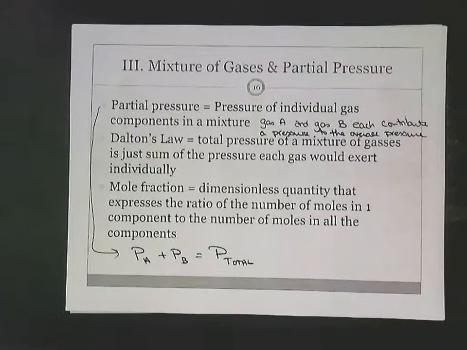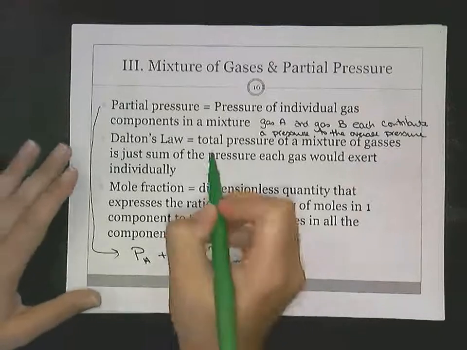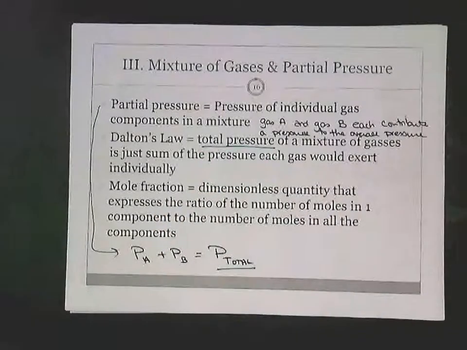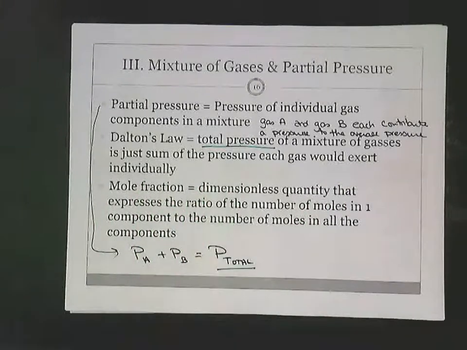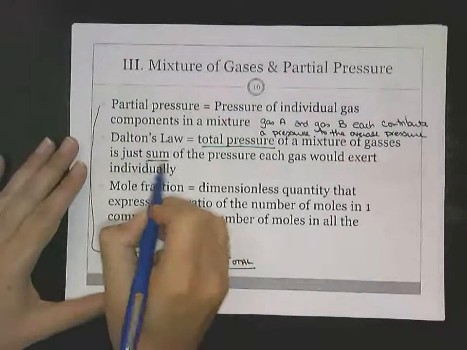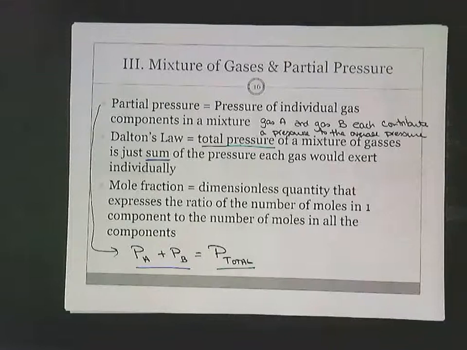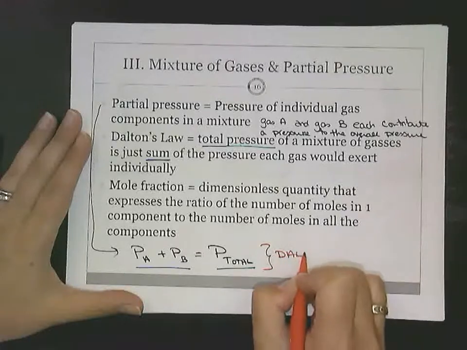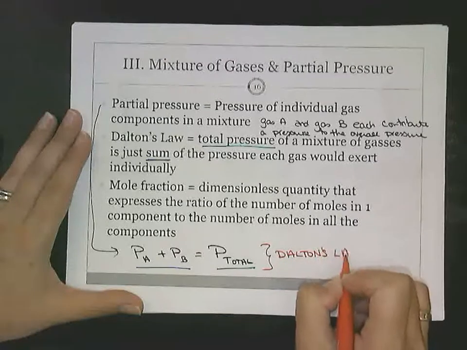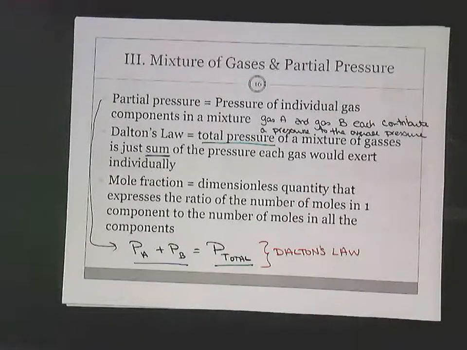Which is Dalton's law. Dalton's law says the total pressure of the mixture, which is this guy, of a mixture of gases is just the sum of each pressure. So it's the sum of A and B. All right, so that describes Dalton's law: the pressure of one plus the pressure of the other equals the pressure of the total.